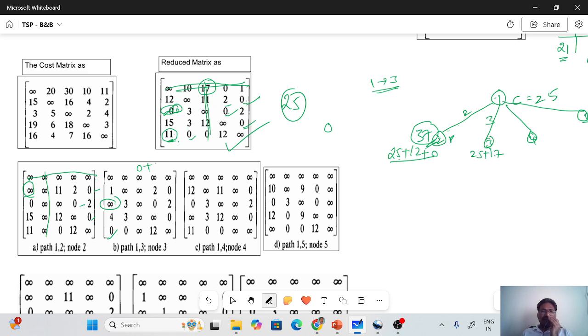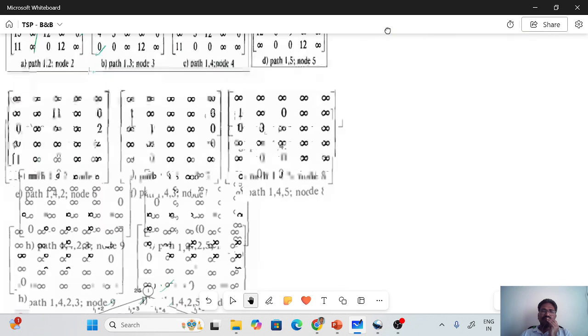So then what is our column reduction? 11 plus 0 plus 0 plus 0, nothing but the 11. What is the total value? 11 plus, here we are going to add 25 plus 17 plus 11. What is the total value it is having? 25 plus 17, 42 plus 11, 53. So we are getting the cost here as 53, like this one.